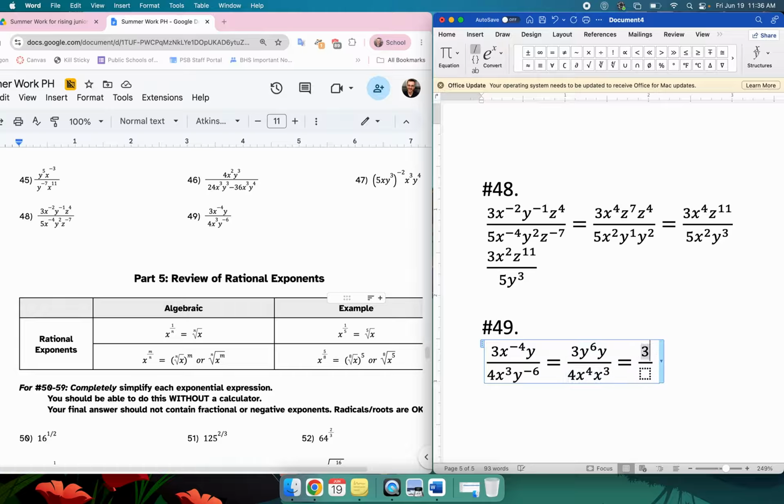So that's 3y to the 7th, right? Because this y is like a y to the 1, you add the exponents, and then 4x to the, again, you're adding the exponents here, x to the 4th, x to the 3rd is x to the 7th. So I think that's it.